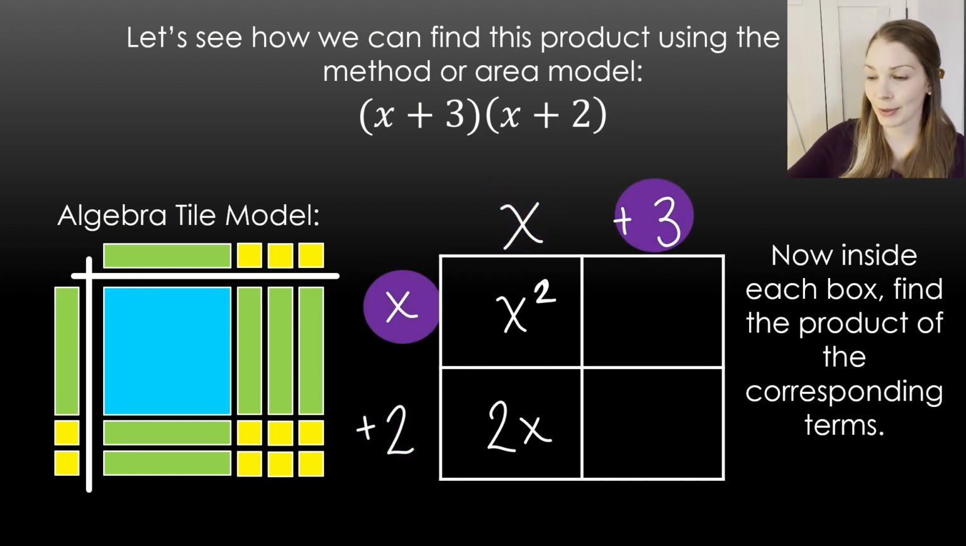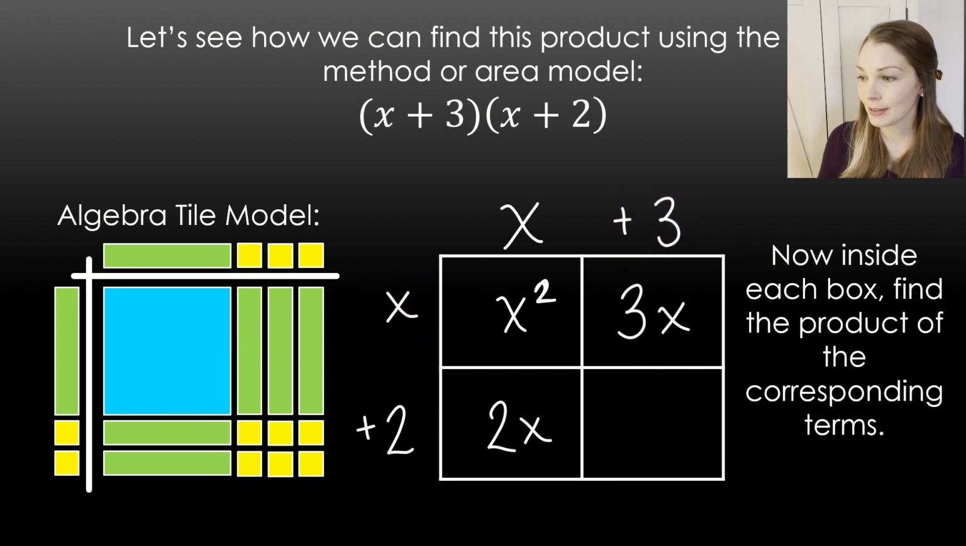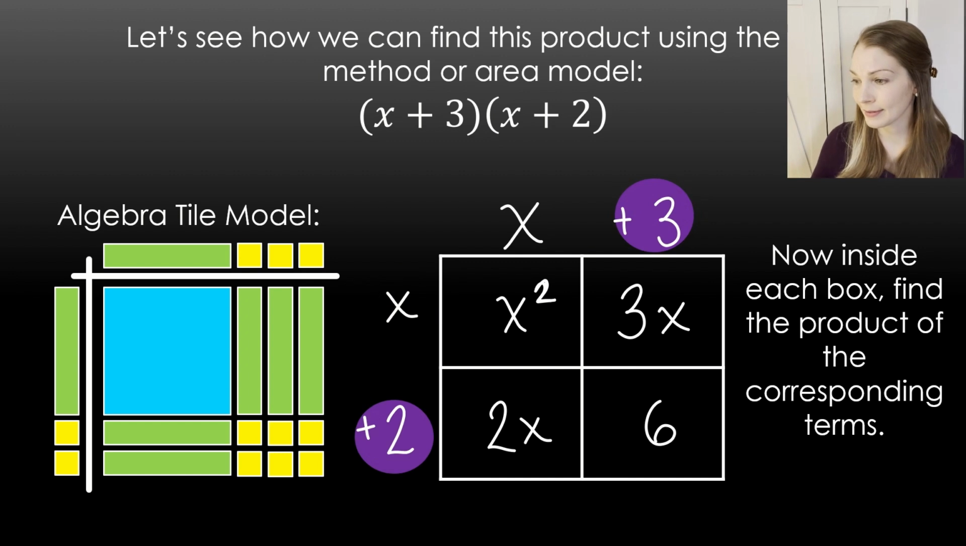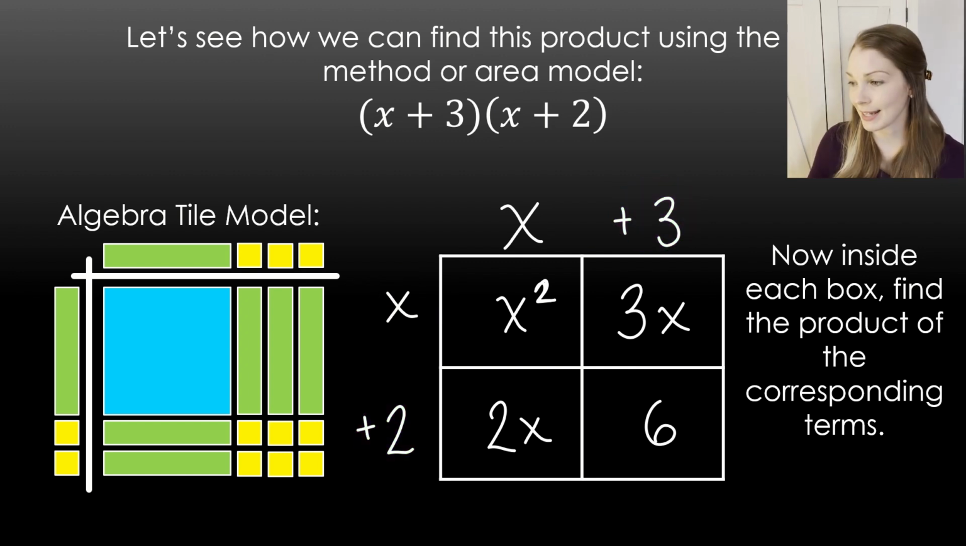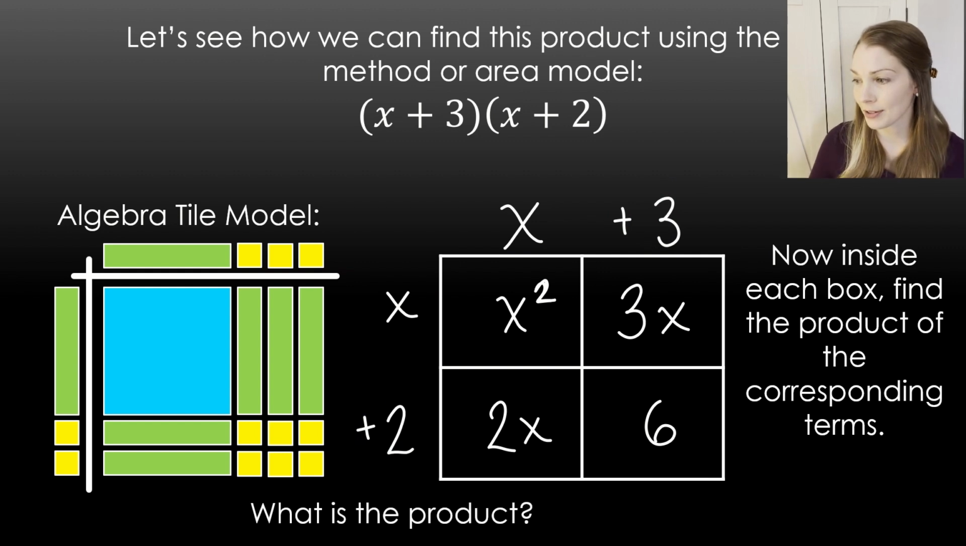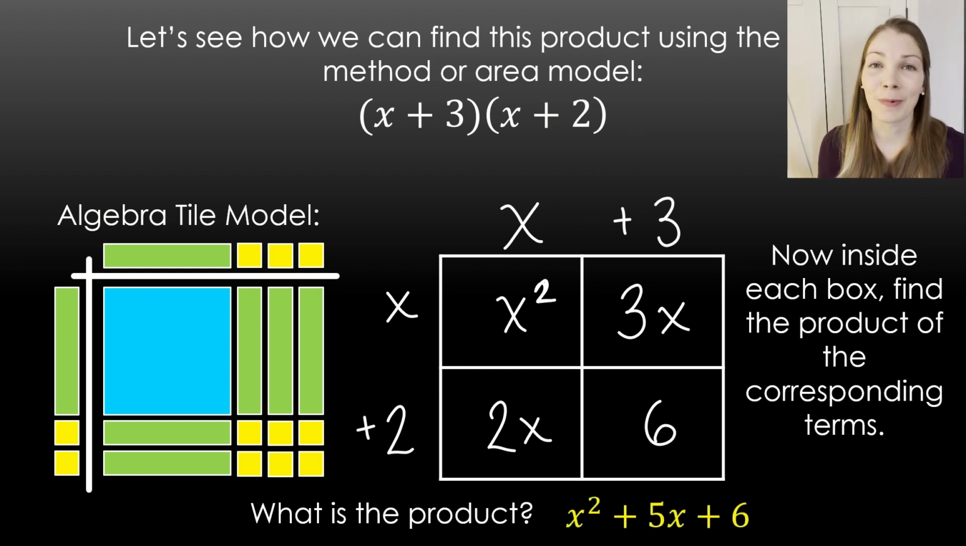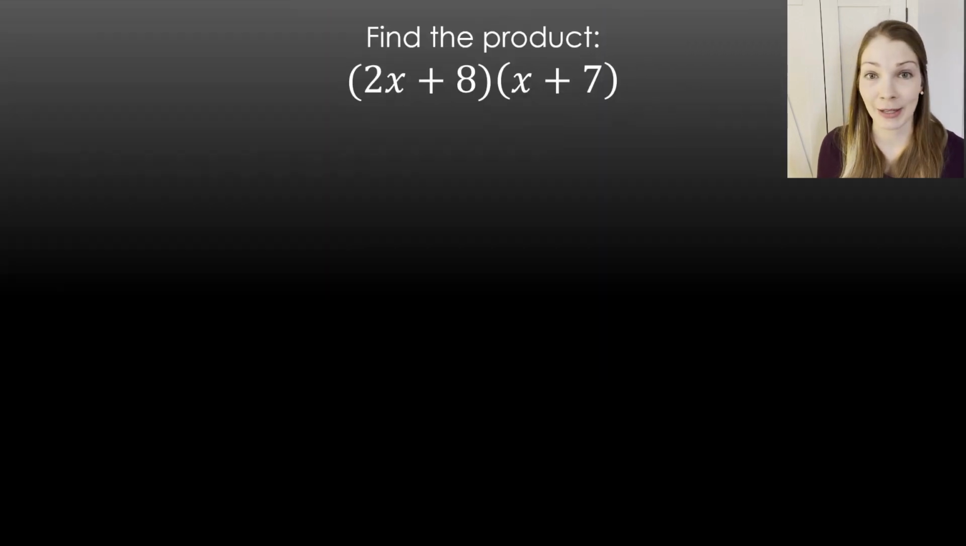You can see how this relates to the tiles. x times 3, there's our 3x. And then finally 2 times 3 is 6. So we can see how each spot relates back to the algebra tiles. And then to get the final product, they're adding these pieces together, which is what we do with algebra tiles. We're just adding up all the terms, keeping in mind that some are unlike terms, and we're writing our final product. Here we have x squared plus 5x plus 6.